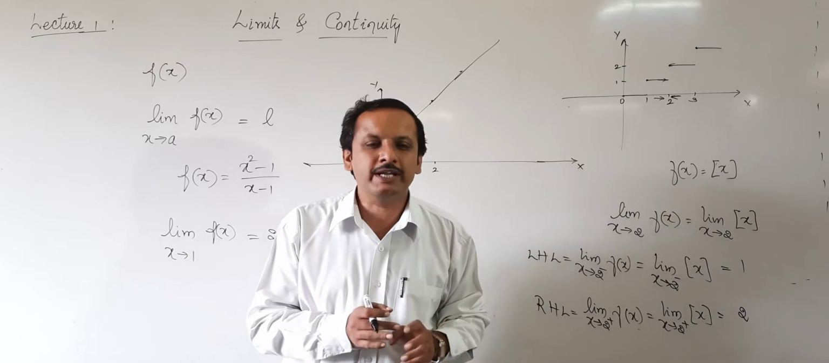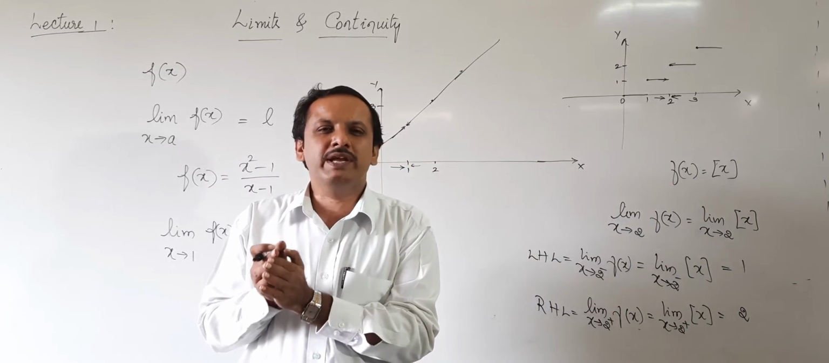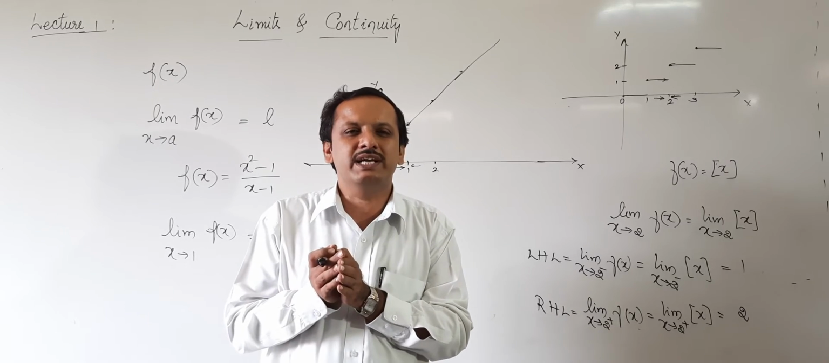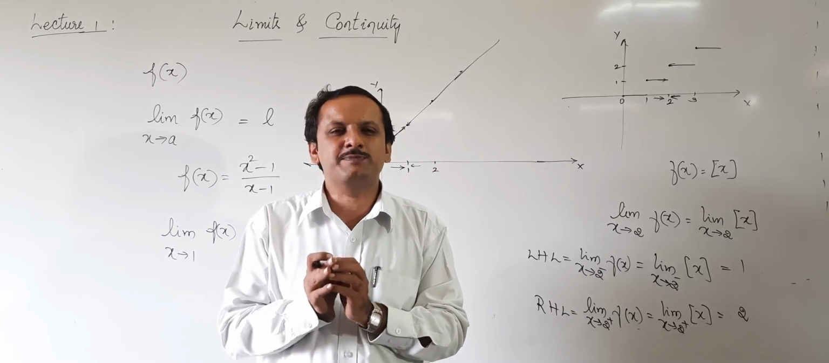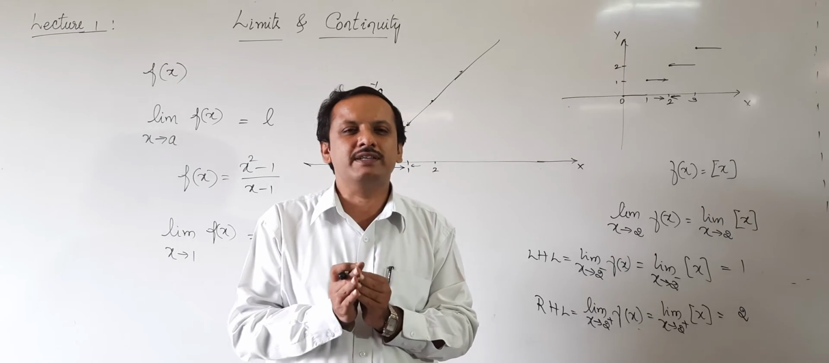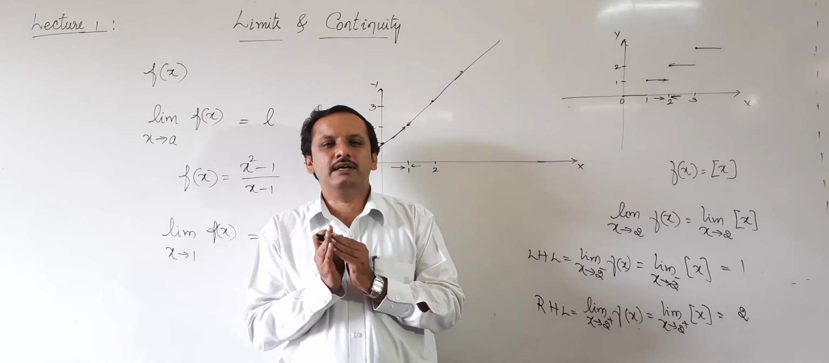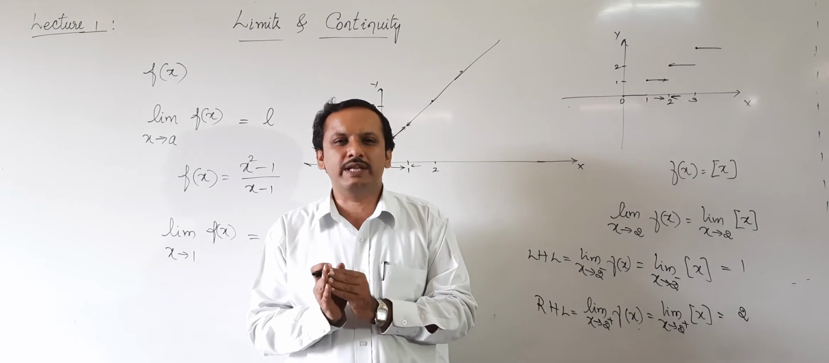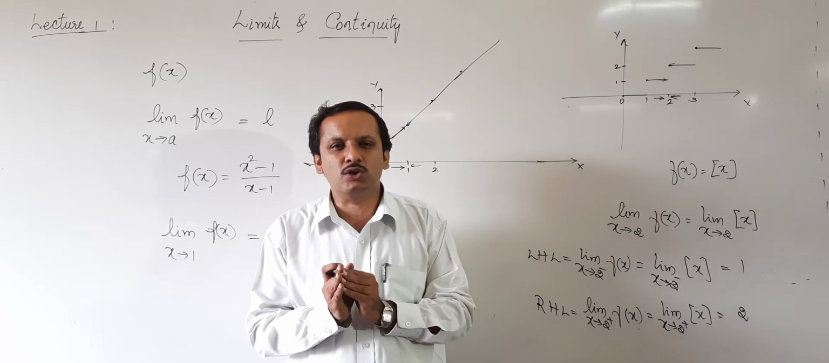That's not my point. My point is that when x approaches a, be it from left side or be it from right side, if f of x approaches the same quantity, then the limit exists, irrespective of whether the function is defined at that point or not. And if the left hand limit is not equal to the right hand limit, then we say that the limit does not exist.